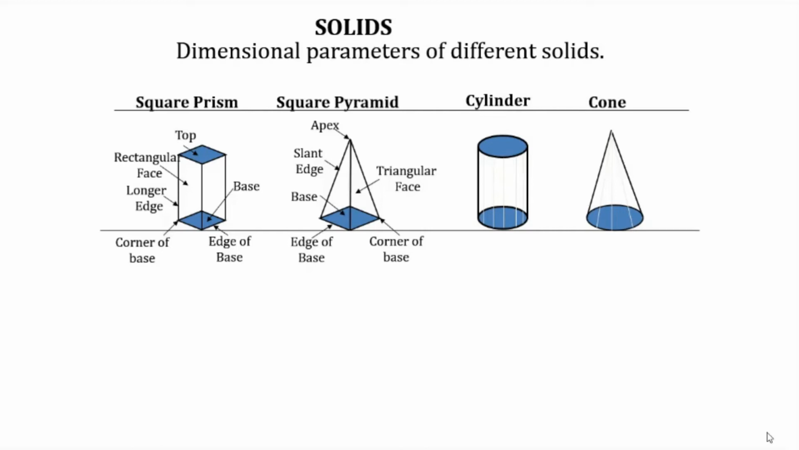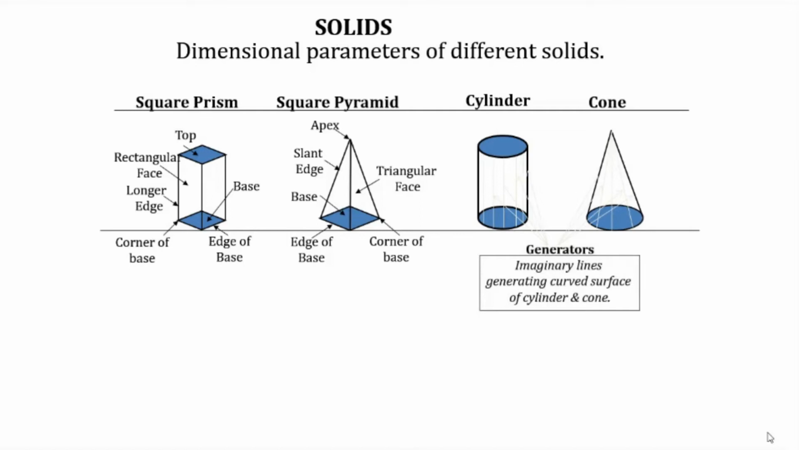More than 8 generators is also good, that is, 12 is a better suggestion, but if you take 12 generators, it will take more time to draw all of them. That's why we normally go for 8 generators. So these are known as generators. These are the imaginary lines which generate the curved surface of a cylinder or a cone.